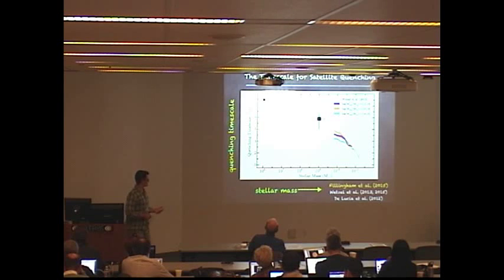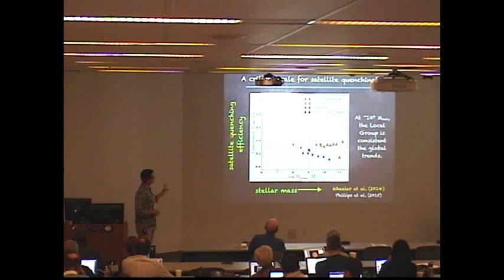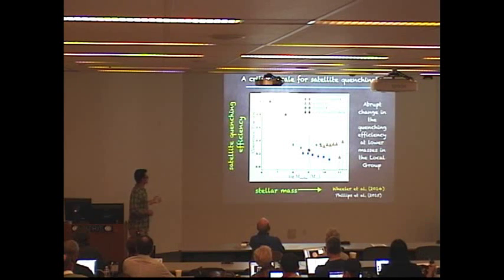This is the same figure as I showed previously, except we now have a local group point on there. It's somewhat comforting that the local group, in the same stellar mass bin as was shown previously, is consistent with the global population. And when we now push to lower satellite stellar mass, we see an abrupt change in the quenching efficiencies.